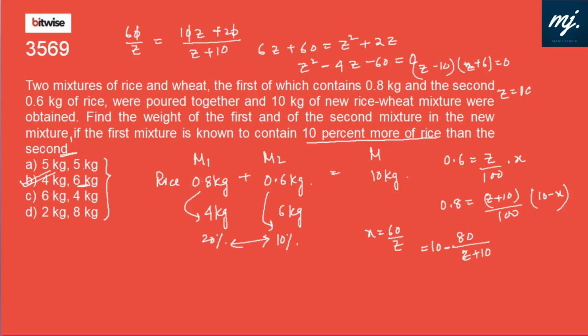Sorry, Z is equal to 10. We can frame an equation and solve this. Why not? But if it is possible to do it with the options, do it with the options. 4 kg and 6 kg will fit in, that is for sure. We have found the value of Z, and then we can also find the value of X very easily. Z is 10, then X is 60 by Z, that is 6. So we know that we have taken X kgs, this is 6 kg, and the remaining would be 4 kg. Option B fits in.